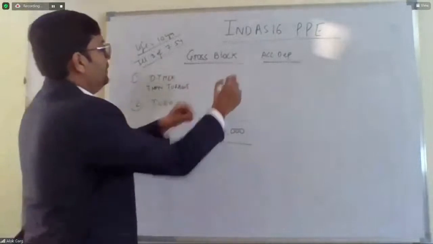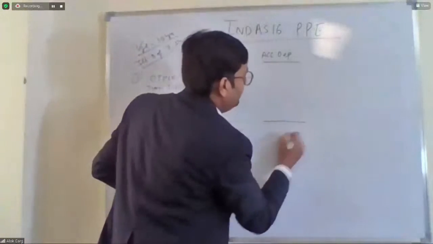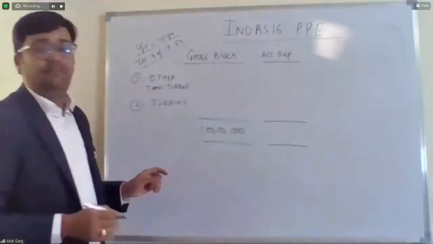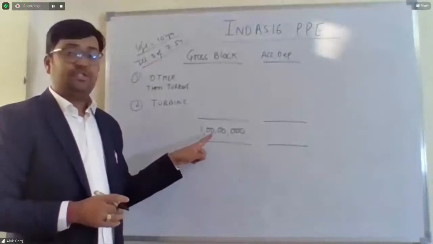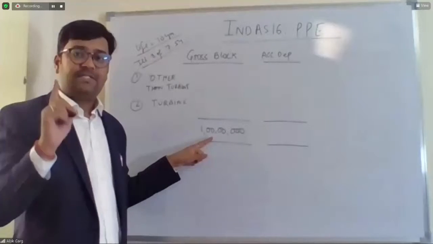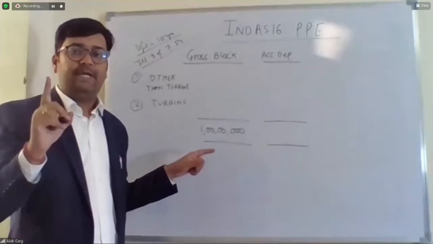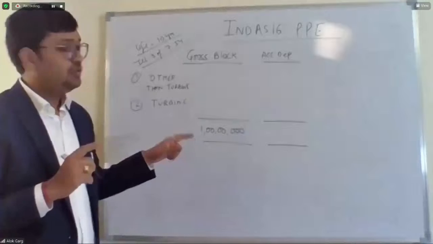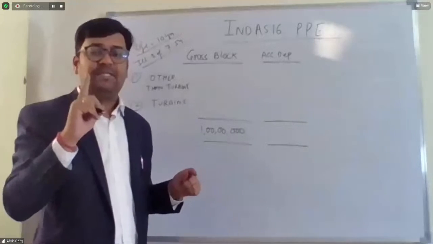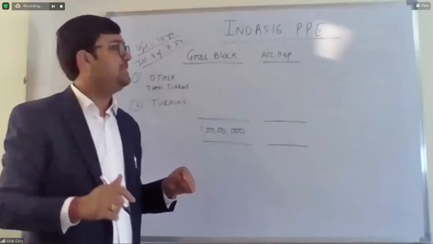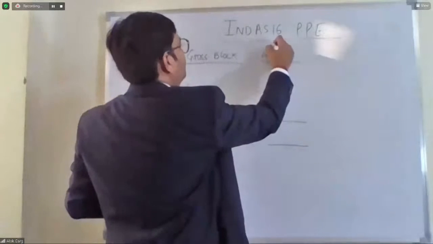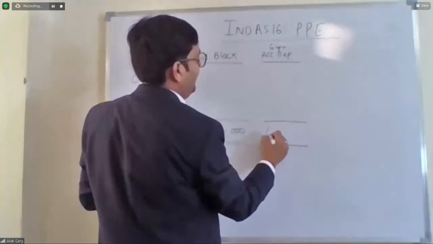So what is the accumulated depreciation? What is the depreciation every year? Total cost is 1 crore rupees. Life is 10 years. So 1 crore divided by 10 is 10 lakh rupees per annum. Then the accumulated depreciation for 6 years is 60 lakh rupees.